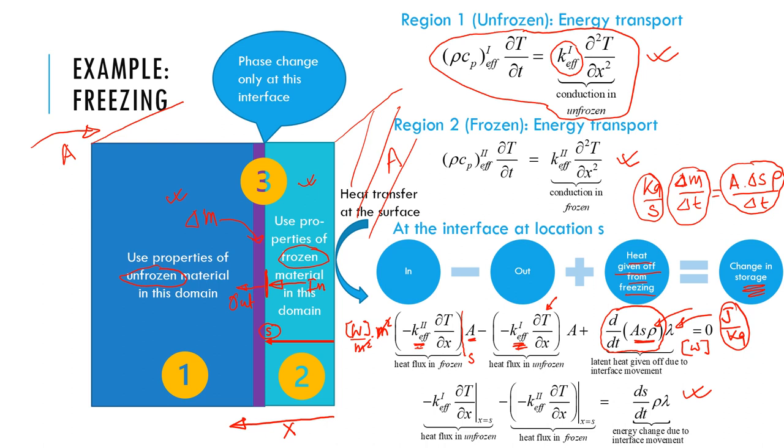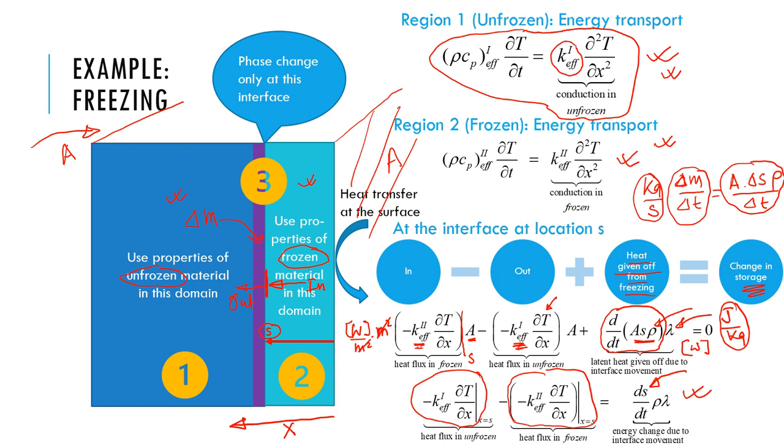You notice that K del T del X in the unfrozen part I can find, because I am already solving for temperature in the unfrozen part. Likewise, this part of it, in the frozen part, I am solving the equation in the frozen part. So then the left hand side would be known. So from here I can find S as a function of time. So that will give me the location of interface as a function of time.